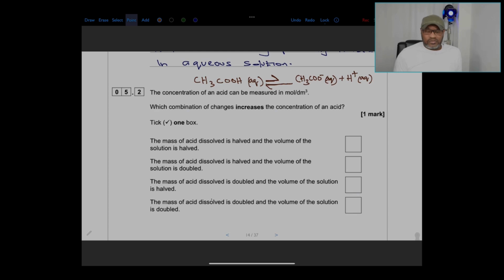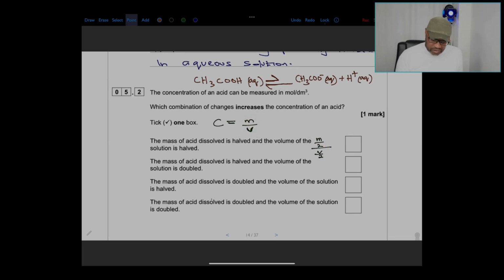So what we can do is write down the definition for concentration here, because we're looking at changing concentration. Two ways you can write concentration: mole over volume, that's mole divided by the volume, or mass over volume. So we're going to use mass over volume because the question is using mass over volume. And if the mass of the acid dissolved is half and the volume of the solution is half, let's see what that meant. Here's mass over 2 and the volume over 2.